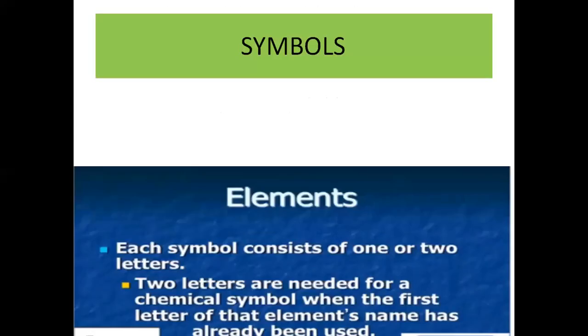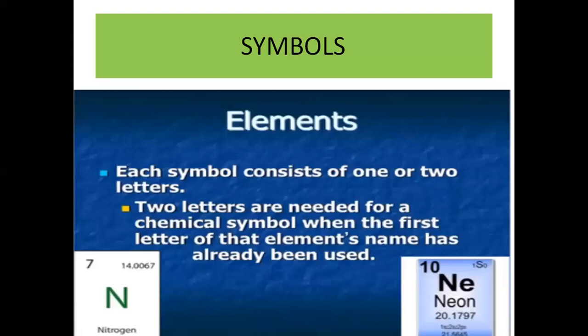We represent elements by symbols. Each symbol consists of one or two letters. For example, we have the element nitrogen. Its symbol is N. We have another element, neon. Its symbol is Ne. The first letter is a capital, the second one is small. We have another example: carbon, its symbol is C, and the symbol of calcium is Ca, capital C, small a. Same as copper, its symbol is Cu, capital C and small u. So we represent the elements with their symbols.